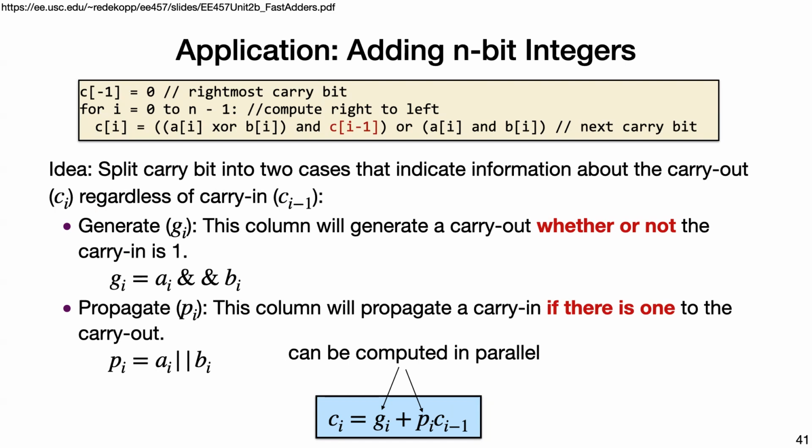This column will definitely give you a carry out no matter what the carry in was, just from A and B. The second part is propagate, which is only if you have a carry in will you get a carry out. So that's A XOR B. And so you can compute these two parts in parallel, like I just said.